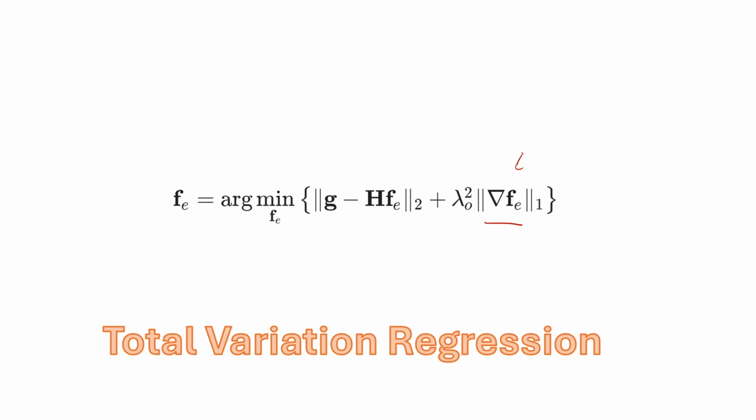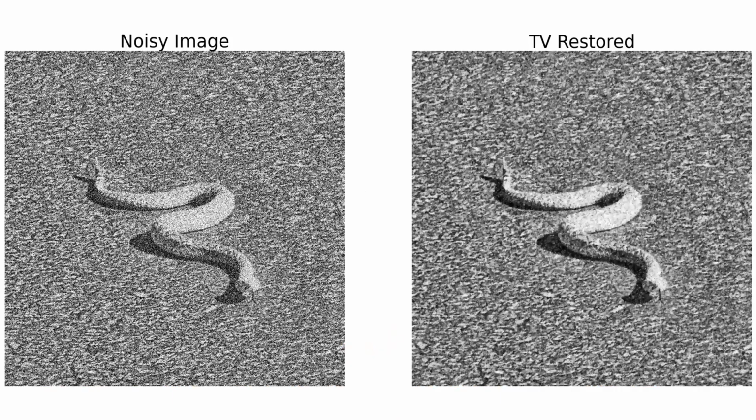Total variation emerged in the early 1990s and has been used for a very long time to do denoising on images. So here's an example of that. We have an image with random salt and pepper noise added to the image, and the total variation restored image takes out those kinds of high variations.